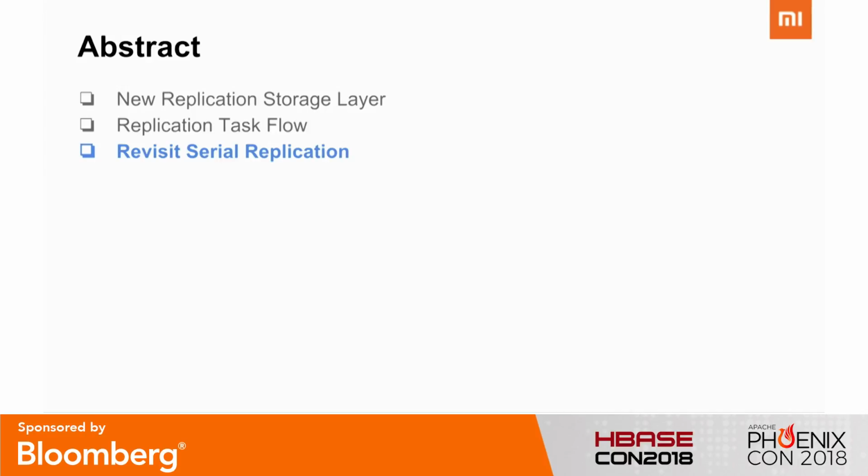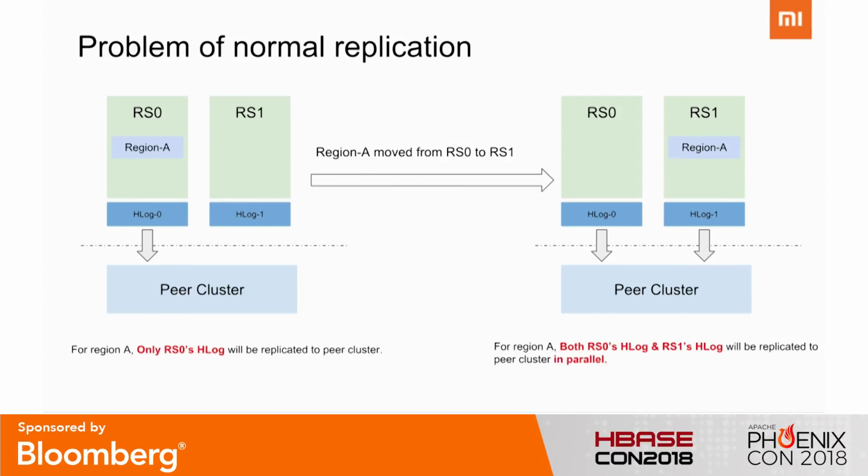Section 3. Revisit serial replication. First of all, let's see why we need serial replication. We have a source HBase cluster, and region A is located in region server 0. So for region A, only region server 0's hlog will be replicated to the peer cluster.